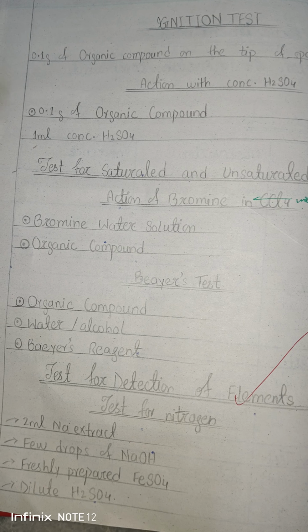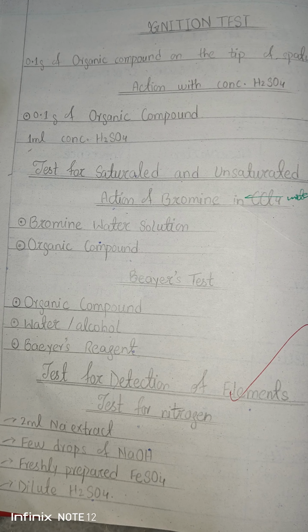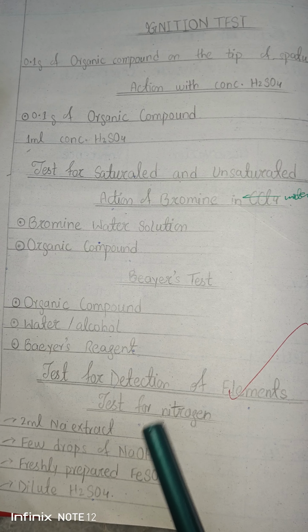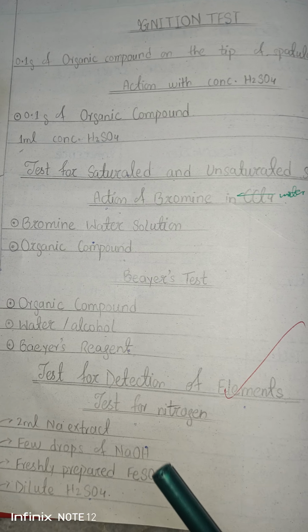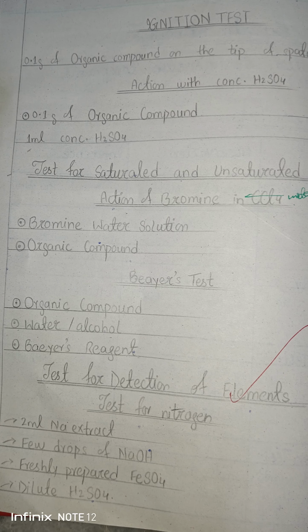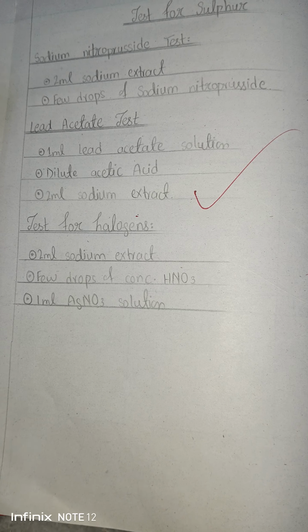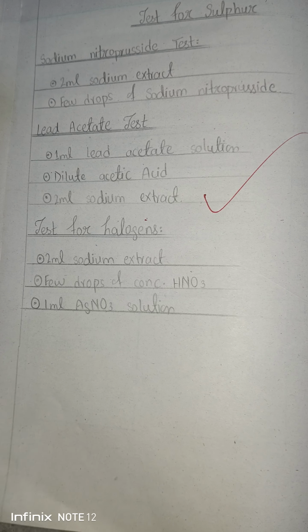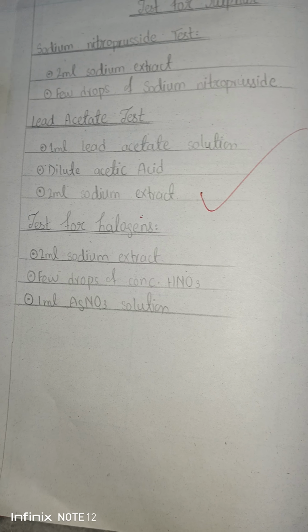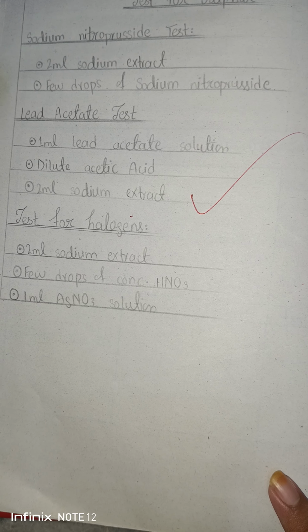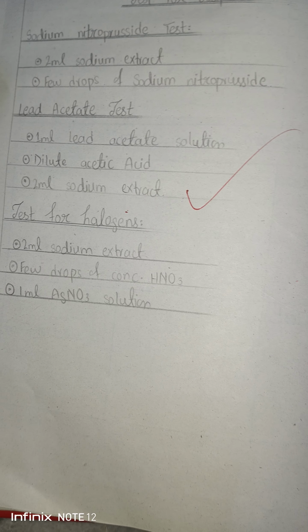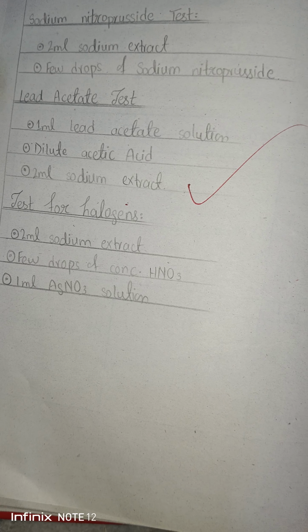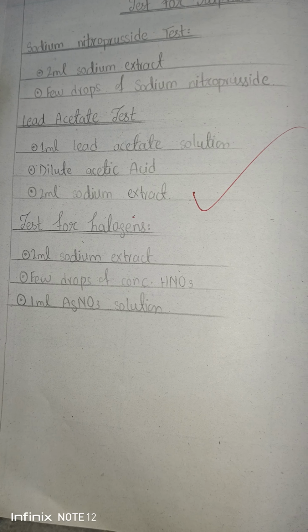In the Baeyer test, you also need Baeyer reagent, water, alcohol, and the organic compound. For the detection of elements, first is nitrogen, so you need a sodium extract, NaOH, FeSO4, and dilute H2SO4. For the sulfur, you are going to perform two tests. First is the sodium nitroprusside test: sodium extract and a few drops of sodium nitroprusside. For the lead acetate test, you will need a lead acetate solution, dilute acetic acid, and sodium extract. For the halogen, you need HNO3, AgNO3, and some sodium extract.